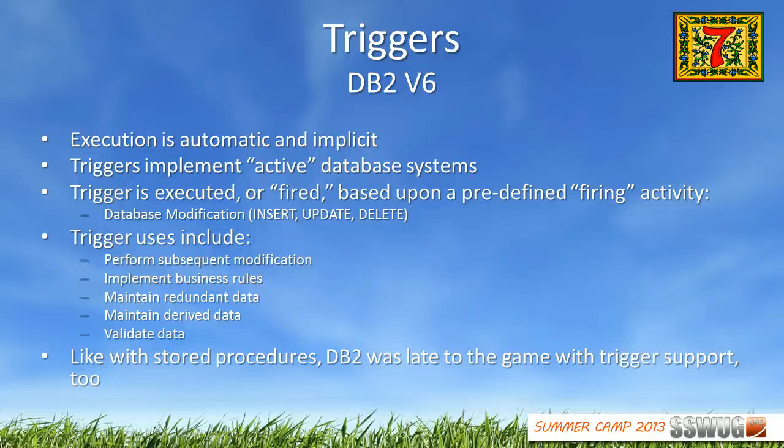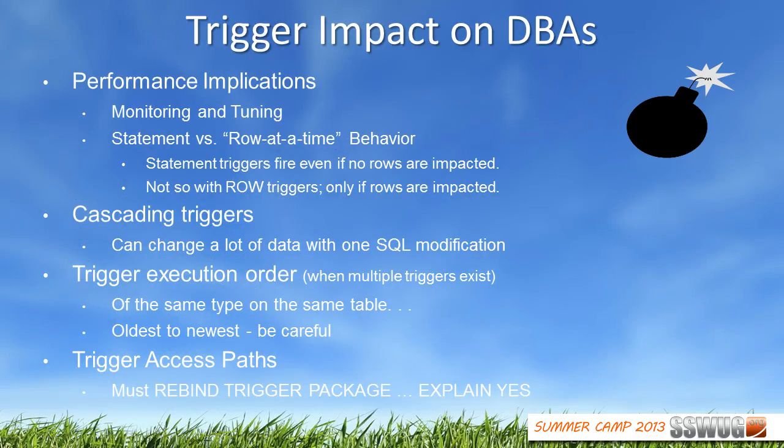Now again, DB2 is late to the game with triggers as it was with stored procedures, but it's done a great job of implementing them when they're there. There's some impact on DBAs when you move to triggers that you have to be aware of, things like monitoring and tuning, and that's obvious. There are different behaviors: statement versus row-at-a-time behavior. A statement trigger is going to fire even if no rows are impacted. In other words, I did an insert and the trigger fires just because I did the insert. A row-at-a-time trigger is going to say, I've inserted 20 rows, so it's going to fire 20 times, one for each row, but only if the row is impacted.